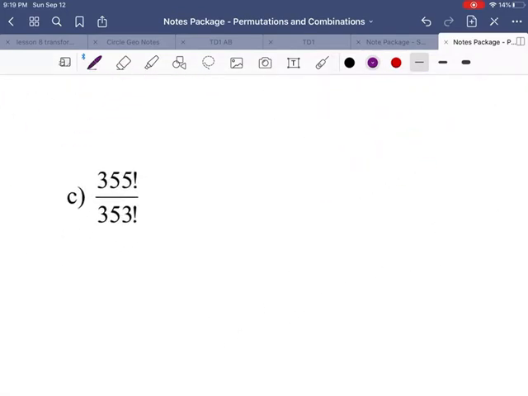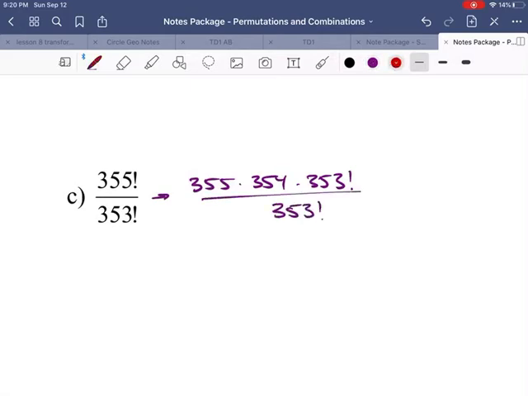All right, 355 factorial divided by 353 factorial. If you expand this, you get 355 times 354 times 353 factorial over 353 factorial, and those will simplify to 1. So you get 355 times 354, which, a quick mental math, just kidding, using my calculator, 125,670.